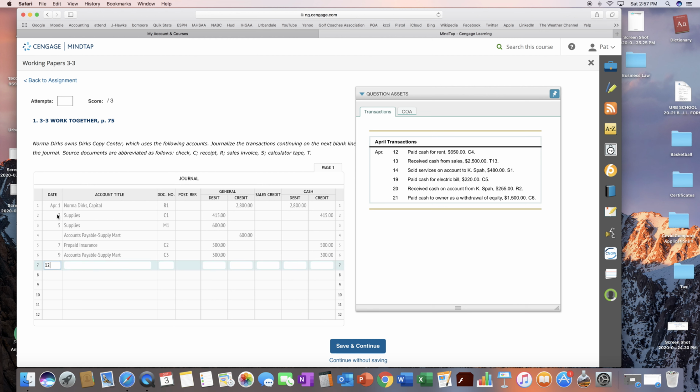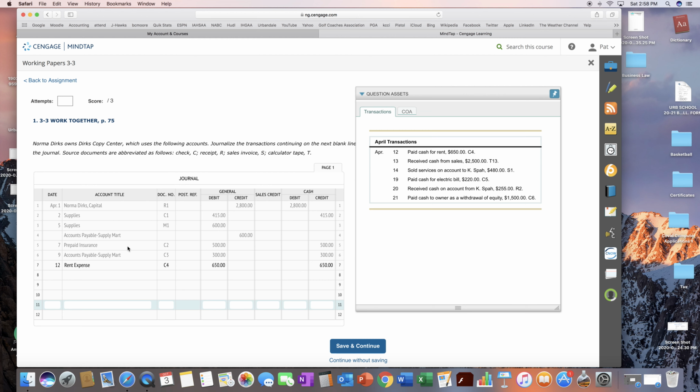April 12th, again, we don't have to write the month, so for the first line, we have paid cash for rent. So what we'll do is we write rent expense. The source document is C4. We are debiting the expense for $650 and we're crediting cash for $650. We will do that system for all expenses. Debit the expense, which increases the expense. The normal balance of expense is a debit.